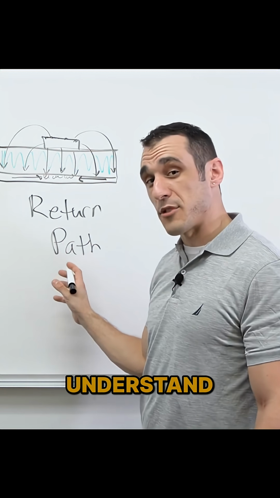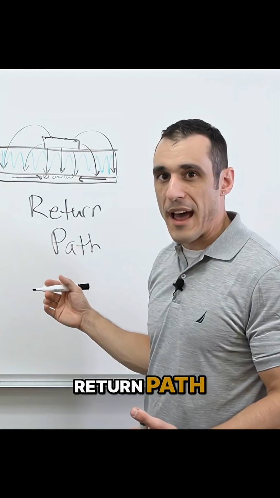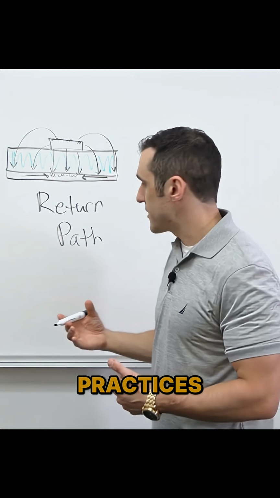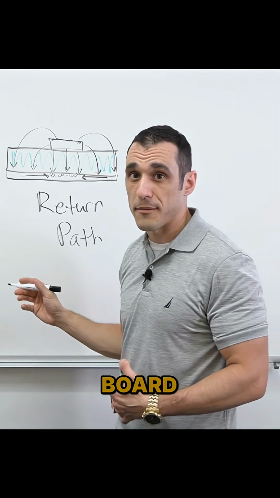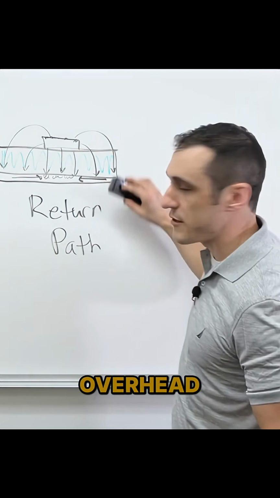Either they don't really understand what the return path is, or maybe they get that there is a return path, but they're not quite sure how it's tracked. And so they implement some bad grounding practices to try and isolate signals in the board. So we're looking at this from a side view for now, but let's look at it from an overhead view just for the moment.